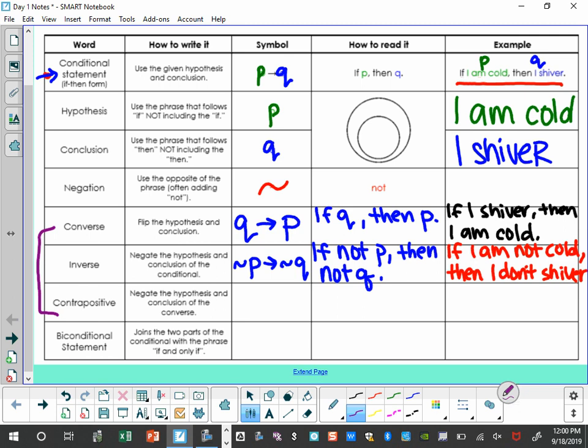All right, your contrapositive says, negate the hypothesis and conclusion of the converse. Here's my converse, so I'm going to do the opposite of this. So not Q to not P. And that's how I read it. It's if not Q, then not P.